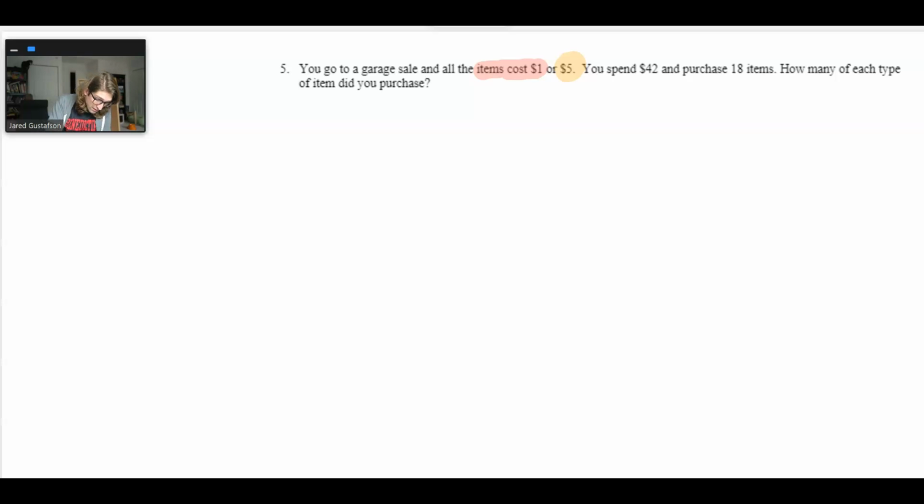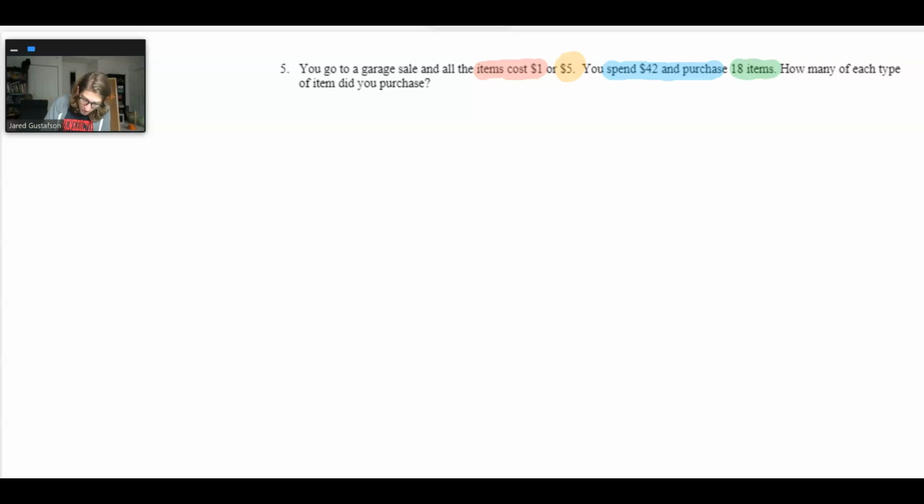You spend $42 on your purchase. So just like that previous problem, there's something that deals with money. And then for 18 items, this is actually a second thing to think about. You have an equation that's going to deal with how many items you bought, and then an equation that deals with how much money you spent. How many of each type of item did you purchase?